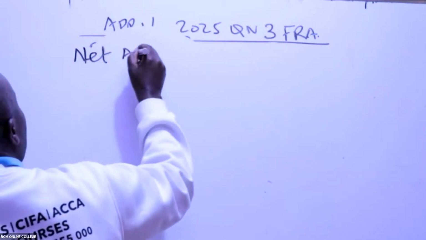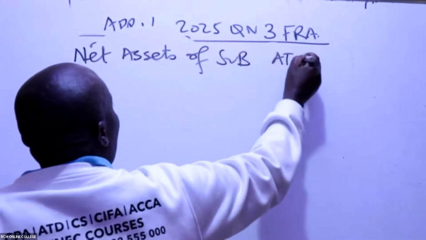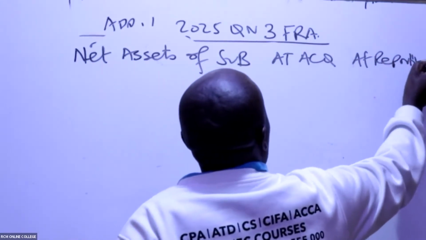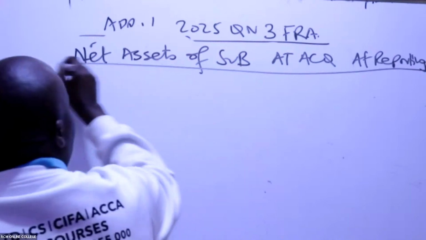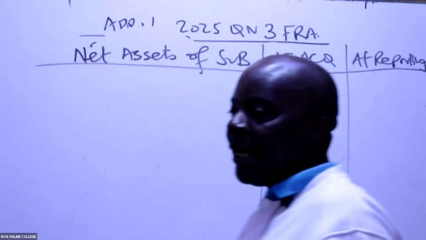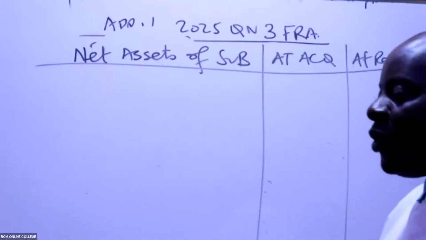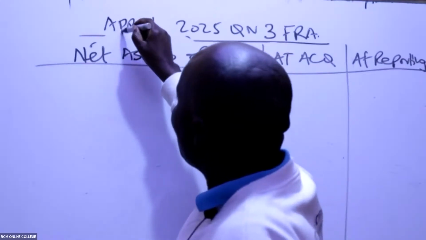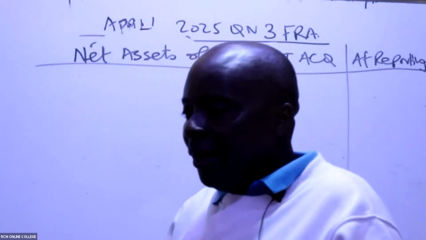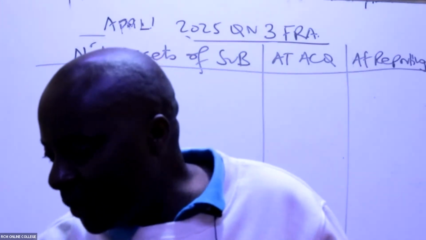So net assets of the subsidiary at acquisition and at reporting. Net assets of the subsidiary at acquisition and at reporting. So now, my good students, whenever you hear of net assets, what normally comes to your mind? Net assets of the subsidiary.